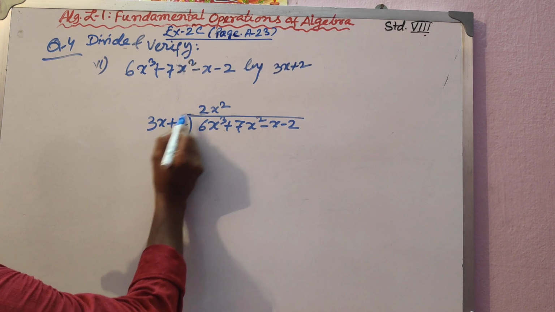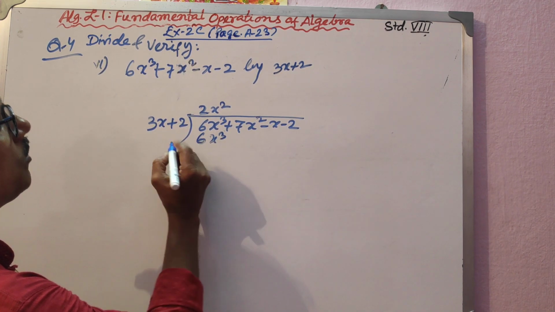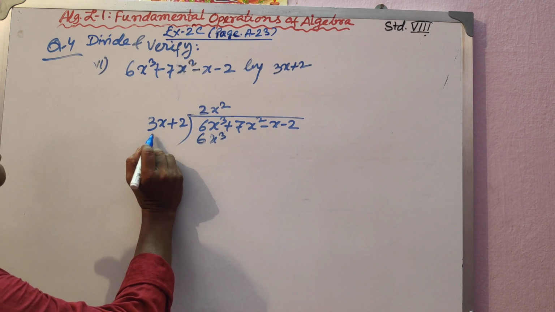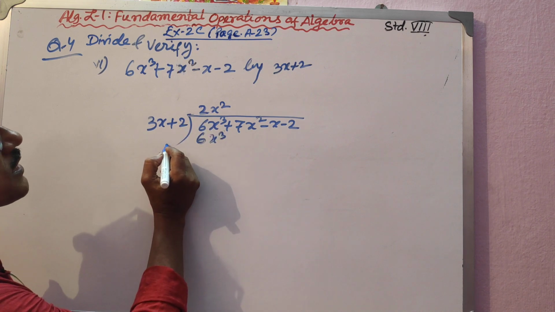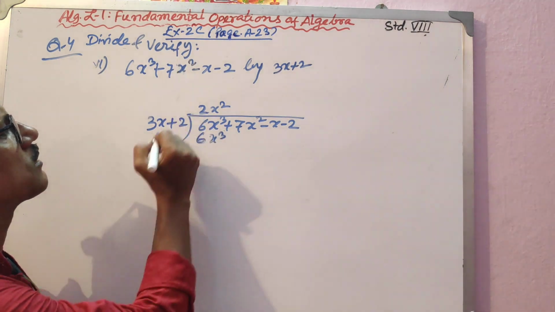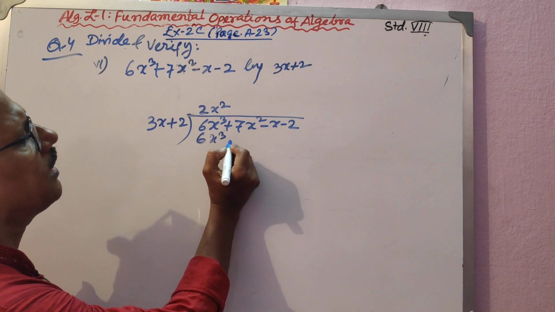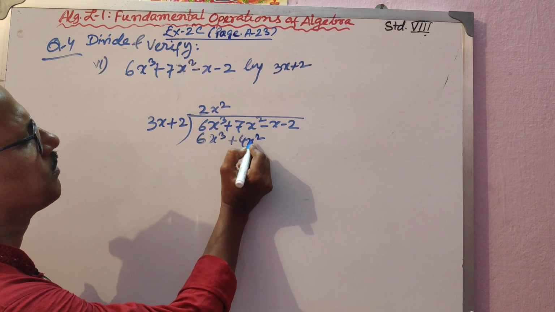If you are multiplying with 3x, then 6x cube. But you are multiplying 2x square with the whole term of the divisor, 3x plus 2. So the first term you have multiplied, the second time you have multiplied means 4x square. Where do you write down that 4x square? Exactly below the like term, 4x square. X square is there, so below the like term.